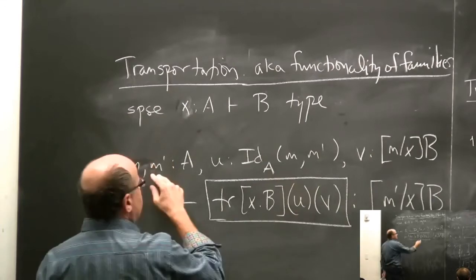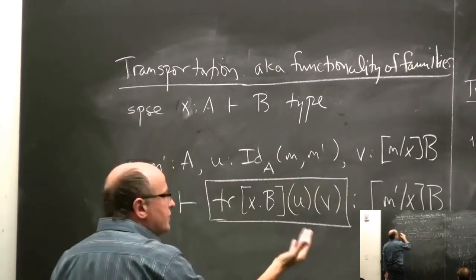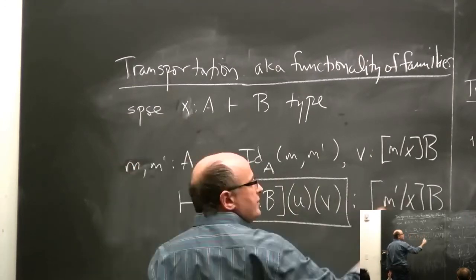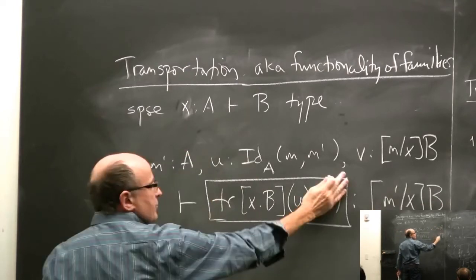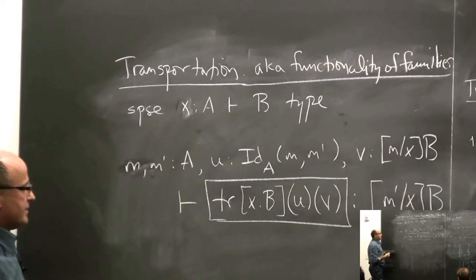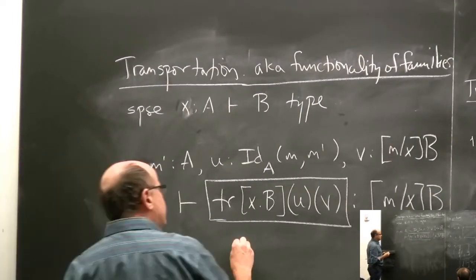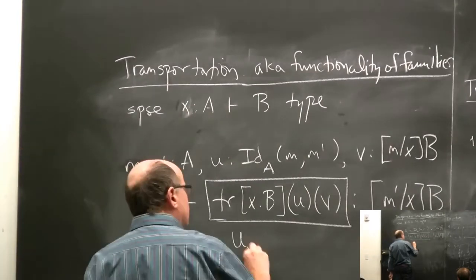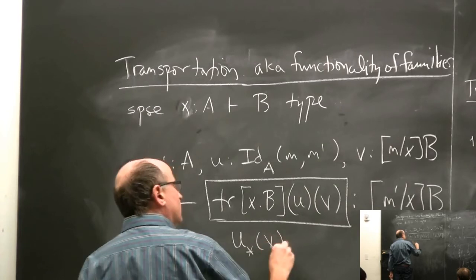Equivalently, I could just say, given M prime and U, I have a function from M of xB to M prime of xB, and then I would drop off the applied-to-V part. That doesn't make any difference. It's the same. And this is often notated as U lower star of V.